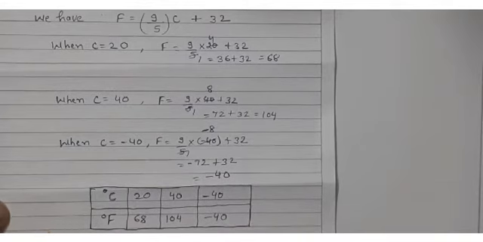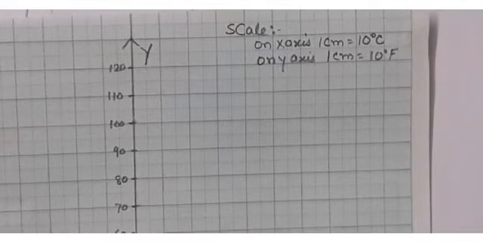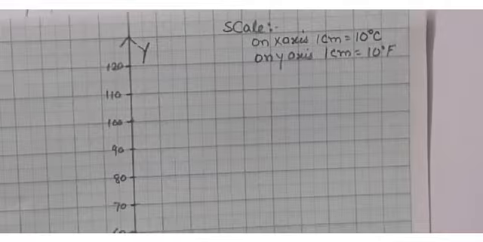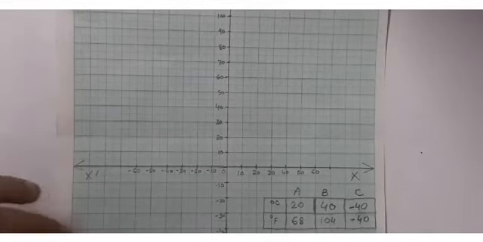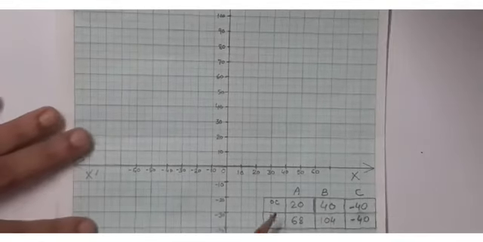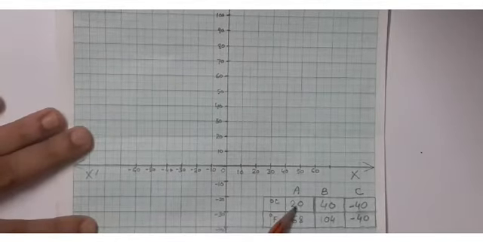These all things we have to plot on a graph paper. See in the graph I am taking scale. On x-axis 1 centimeter equal to 10 degrees Celsius and on y-axis 1 centimeter equal to 10 degrees Fahrenheit. Yes, now I am going to plot. See, point A is what? On x-axis 20 and on y-axis 68.